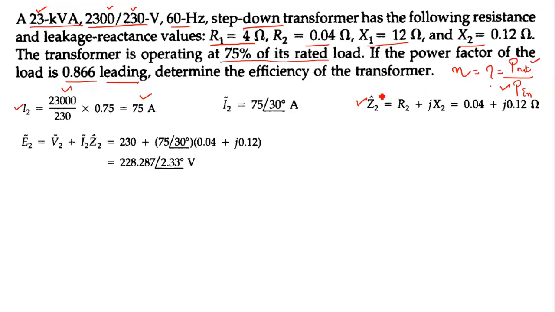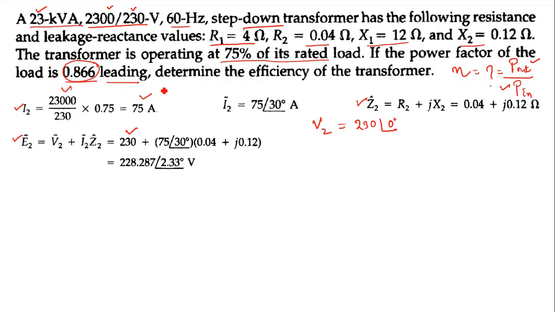Now with the knowledge of this, I know V2. V2 is given as 230 volt, right? If I take this voltage as reference, I can find E2, the induced EMF on the secondary side. The induced EMF on the secondary side will be V2 plus I2 Z2. So V2 is 230 volt plus the current I2, and the load angle is given because the power factor is given here as 0.866.